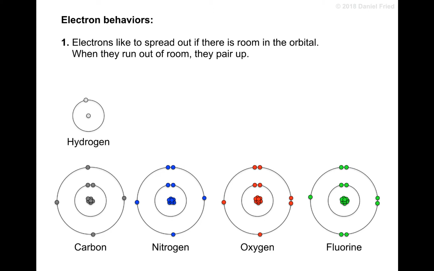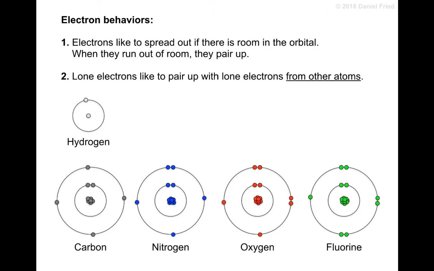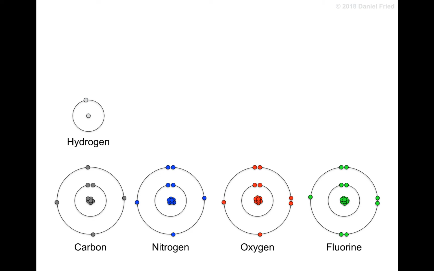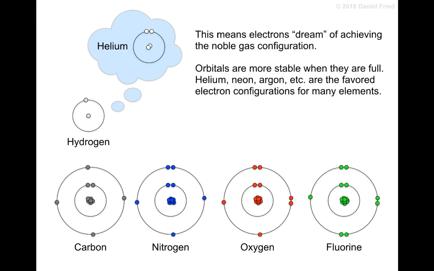Now, the second thing about electrons that you're going to learn in this lesson is that lone electrons in a certain atom like to pair up with lone electrons from other atoms. So electrons like to have a buddy, but that buddy has to come from other atoms. That's going to be the thing that we're going to practice a lot in this lesson, and that's the origin of molecular bonding. So what I have for you is a little funny analogy here.